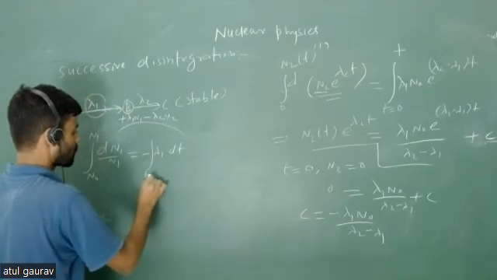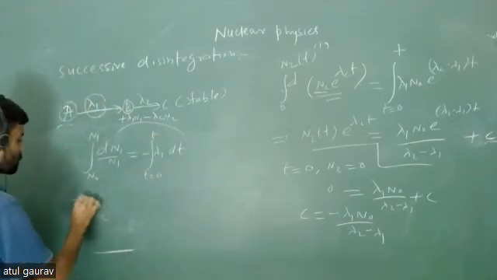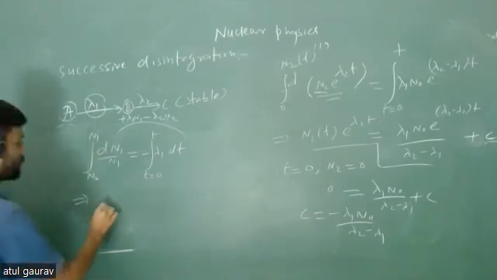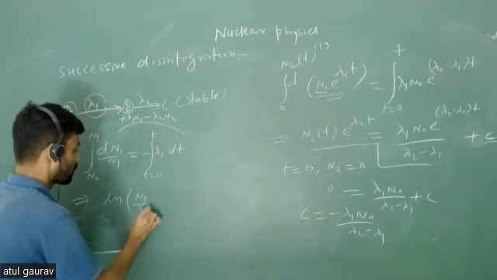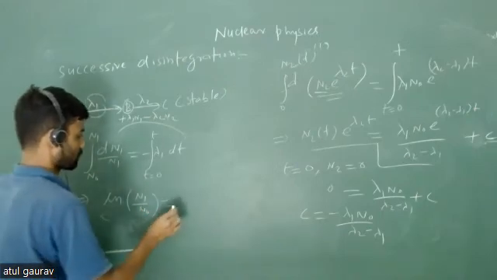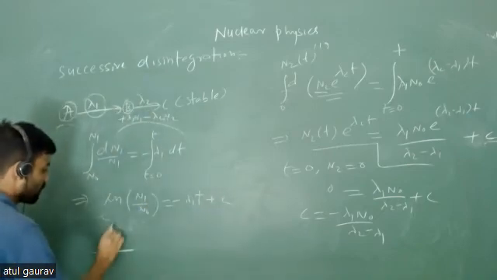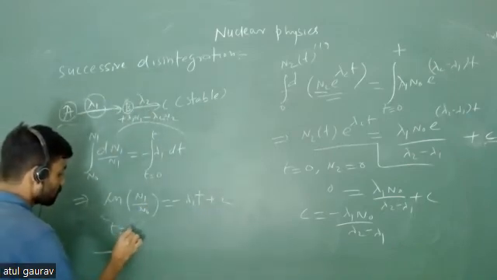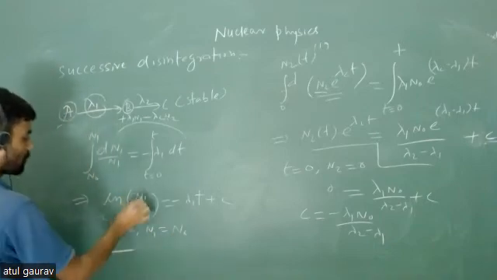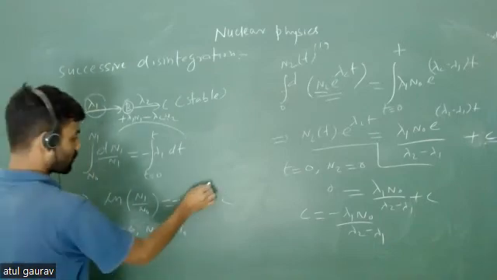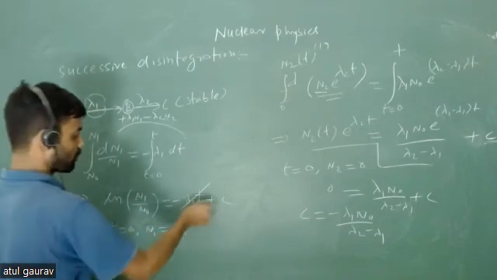So in this, substitute the limit t equals 0 to t. When you substitute, here you get ln n on by n0 equals minus lambda t plus c. At time t equals to 0, n on will be how much? n0. Just substitute it here. So t equals to 0, this term will be 0. ln on by on, it will be 0, right? C should be 0.